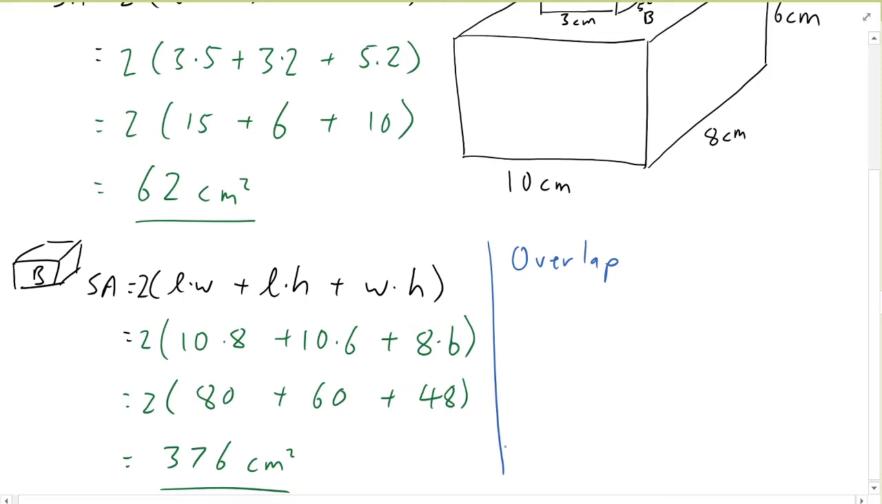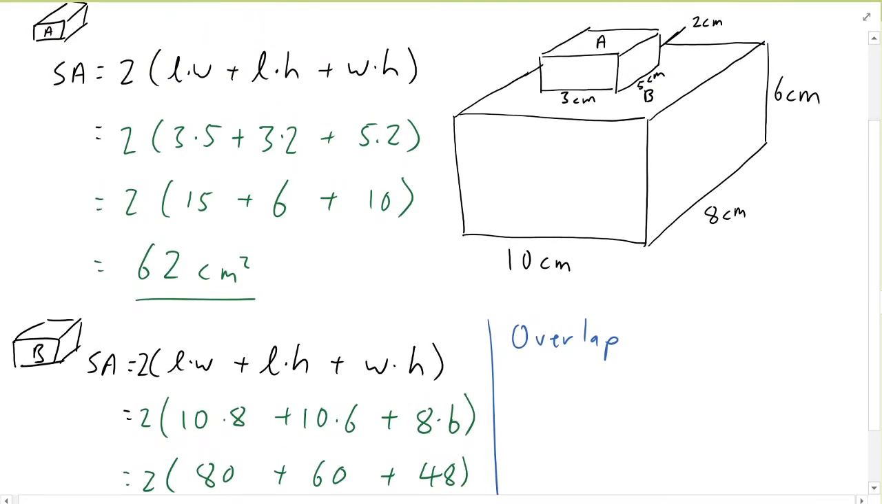And to calculate the overlap, we simply take a look at what the shape is that's being covered up. We can see that it's the bottom of prism A. The bottom has a length of 3 and a width of 5, so 3 times 5 would give me the area of the bottom of prism A that's covered up. And remember, it's sitting on top of part of the top of prism B in the exact same shape and size. So this 3 by 5 rectangle is covered up on the bottom of A and the top of B.